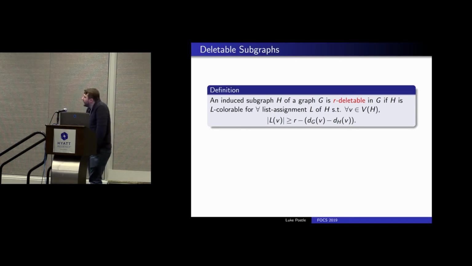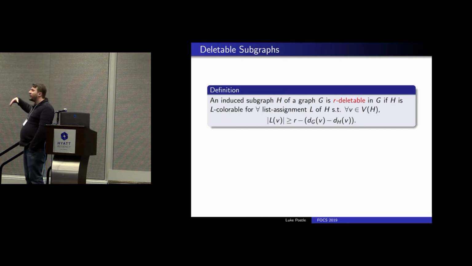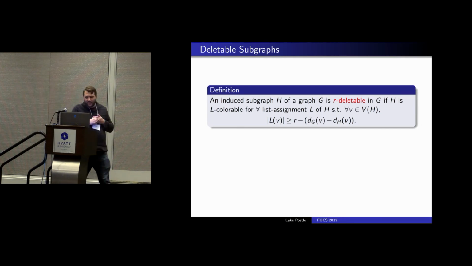So I need one definition. It's very nice. It says, an induced subgraph H of a graph G is R deletable in G if H is L colorable for every list assignment L, where the size of the list will be R minus the number of neighbors outside of H. So what's the point of this? If you had such a subgraph, you could delete it, thus the name deletable, get a coloring of the rest, and always be promised to extend it in, because you always have a list of that size when you're doing the extension. So it'd be very nice to find these deletable subgraphs. They'd be very good for algorithms.